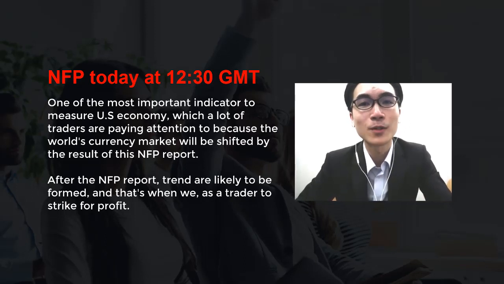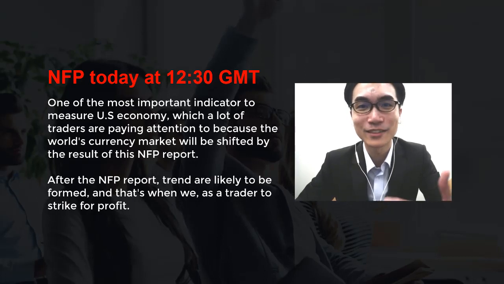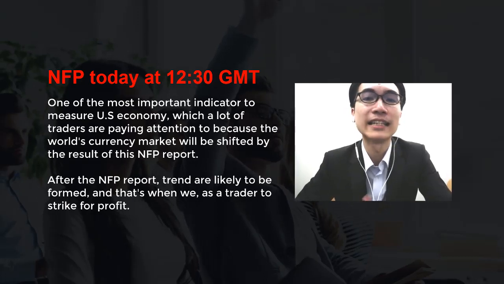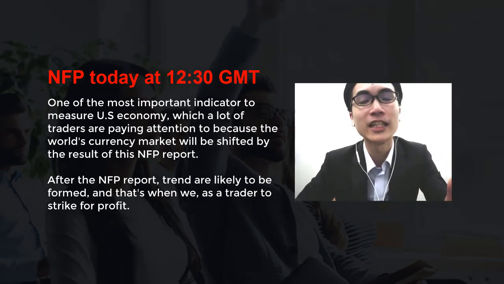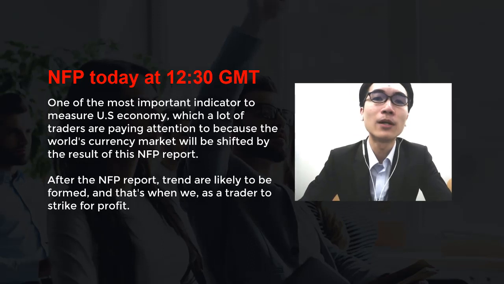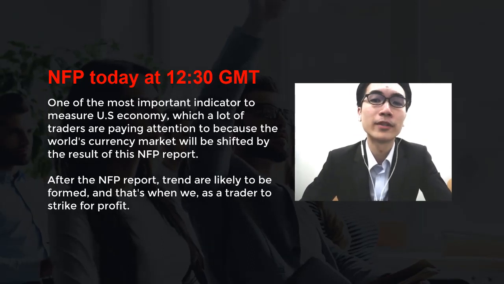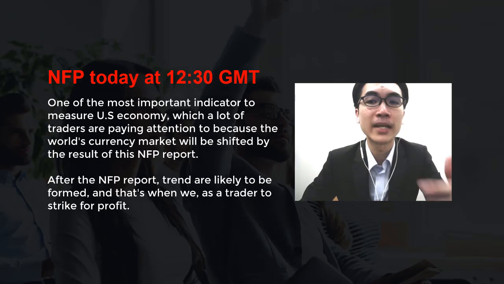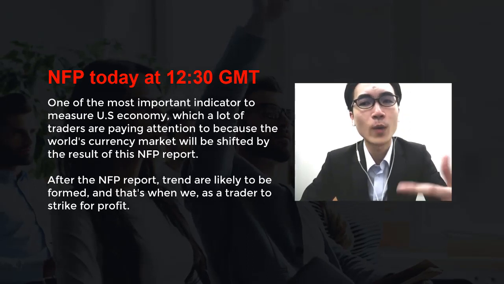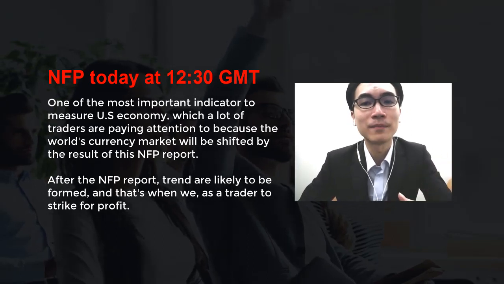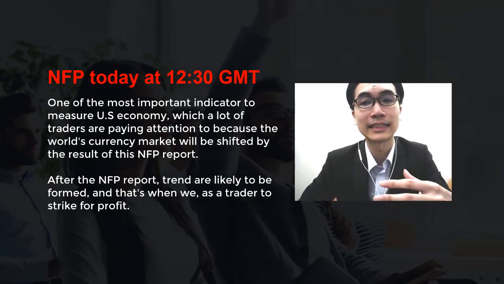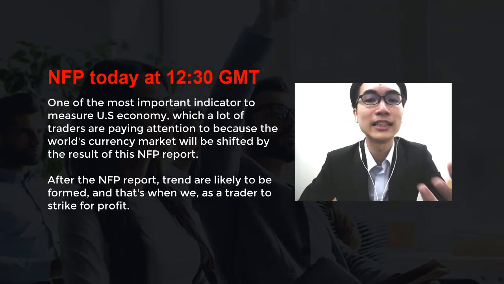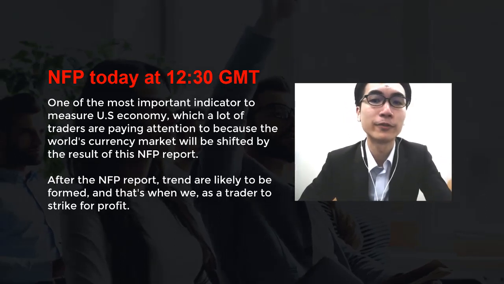But before that, I want to do a reminder for you because today is a special day. It's the release of the NFP for May. It's the American non-farm payroll, which is releasing at 12:30 GMT today. The NFP is actually one of the most important indicators to measure the US economy and whether it's growing or declining. So the result of this report is actually the key indicator for the tax decision, and so it has a really deep impact on the dollar's movement.